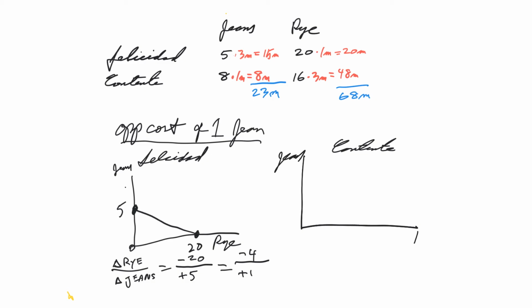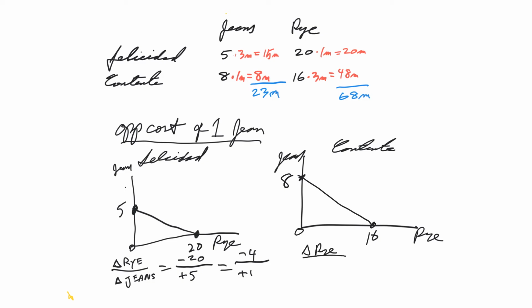Genes on that axis, rye on that axis. And their situation is that here's Contente right here. They can produce 8 genes or 16 rye. So let's plug that in. 8 genes or 16 rye. There's their production possibilities. And that's change in rye.